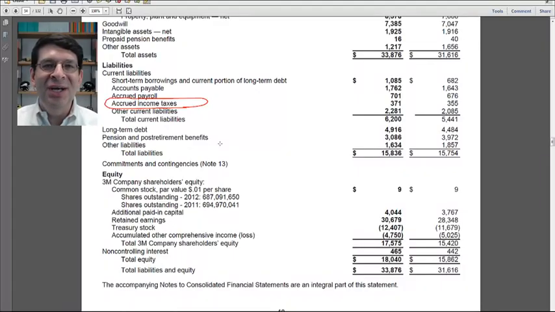Yeah, I wish. It turns out the deferred tax assets and deferred tax liabilities are buried in the other asset and other liability lines on the balance sheet. We'll see a supplemental disclosure in a little bit, which will show us exactly how much deferred tax assets and deferred tax liabilities are shown on the balance sheet.